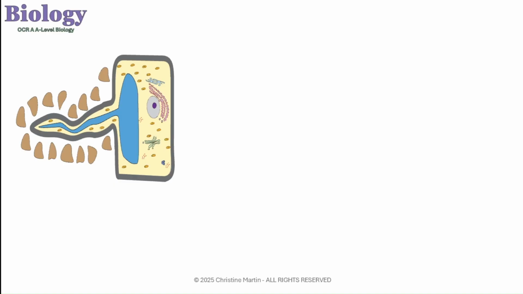Now, substances can then move through the root cortex by two main pathways. The apoplast pathway we just discussed, through the cell wall and intercellular space, unregulated, or the symplast pathway through the cytoplasm via the plasmodesmata, regulated.